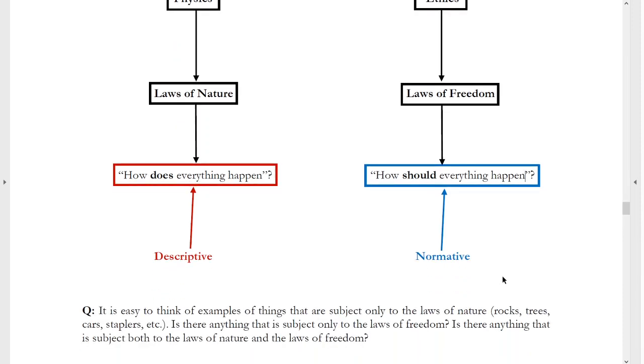So this brings back a distinction we talked about way in the beginning of the course, where we're saying the laws of nature are descriptive and the laws of freedom are normative.